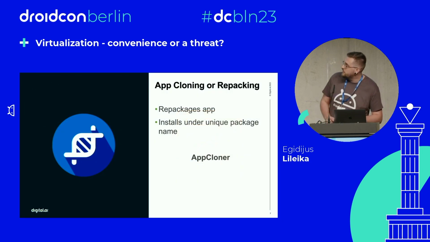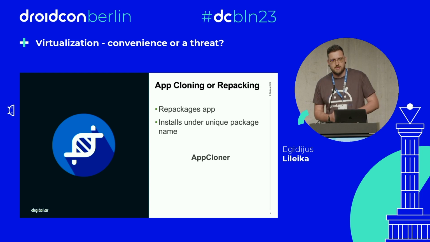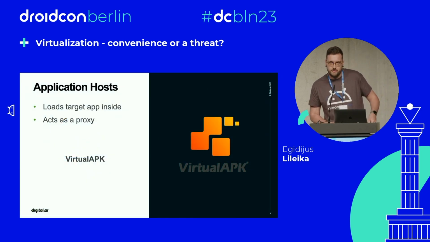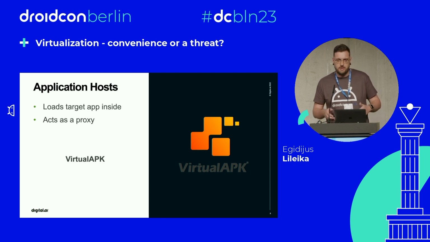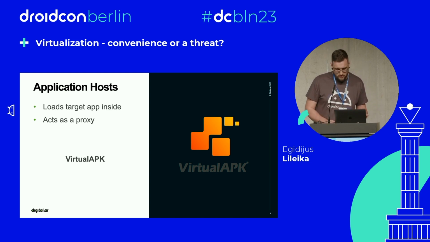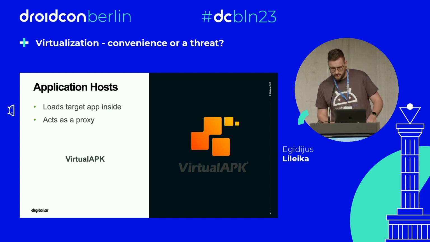Another one is app cloning and repackaging. Virtualizers like that usually just repackage your application under a unique package name, add additional code, maybe hook something else. And App Cloner is a really popular choice for that kind of virtualization. Another type is application hosts. Virtualizers like that usually load the target virtualized application inside and act as a proxy for communication with the Android system. And VirtualAPK is a really popular open source project for that kind of virtualization.